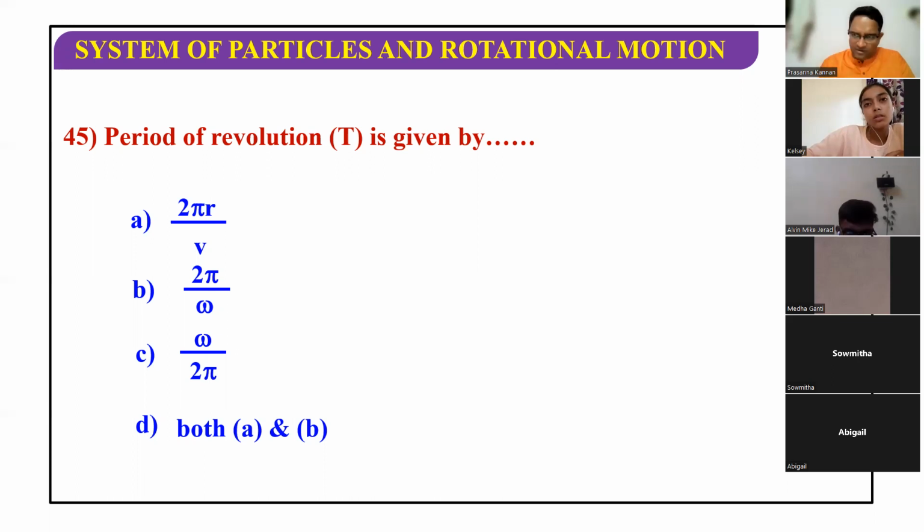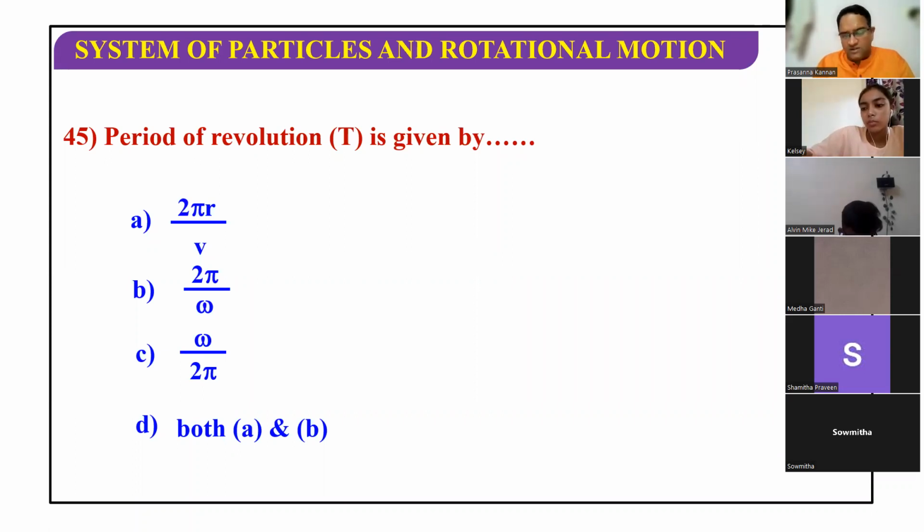how much is the angle covered to complete one full circle? 2 pi. 2 pi is correct. Yes, Alvin. 2 pi is the angle. And what is the time taken for completing one revolution called? Time period. Correct. So your omega will be equal to 2 pi by capital T. Therefore, if you rearrange the equation, you will get T is equal to 2 pi by omega. The second option is absolutely a valid answer.